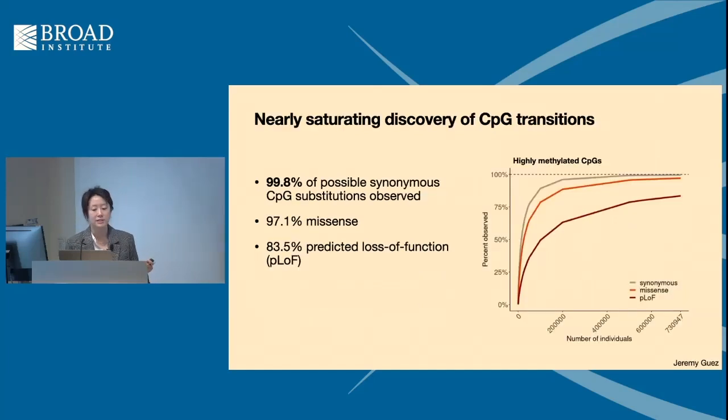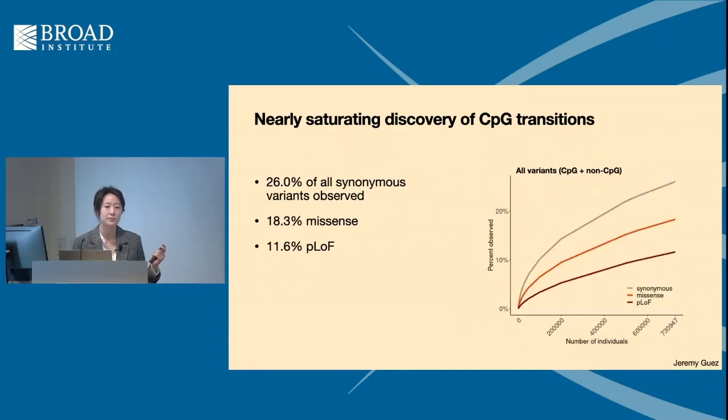In v4, we're actually seeing that we're nearly saturating discovery of highly mutable variant types. So this plot is showing the percentage of variants observed on the y-axis as a function of the number of individuals sequenced on the x-axis. And this is for 3 variant types: synonymous, missense, and loss of function. So in v4, which is the very end of the plot here, we're observing 99.8% of all possible CpG substitutions and about 97% of all CpG missenses. However, we're only observing 83% of predicted loss of function variants.